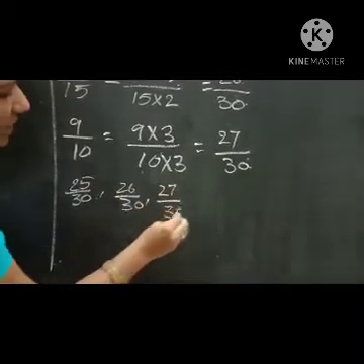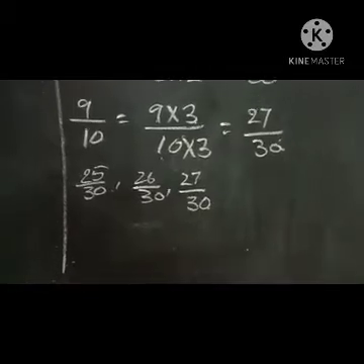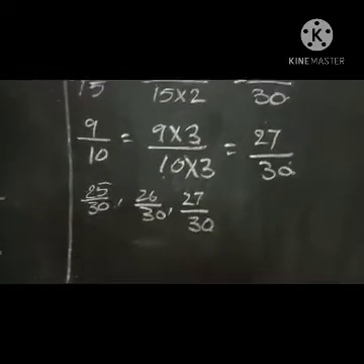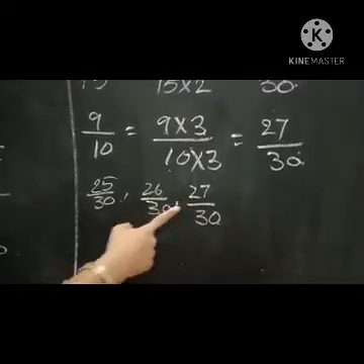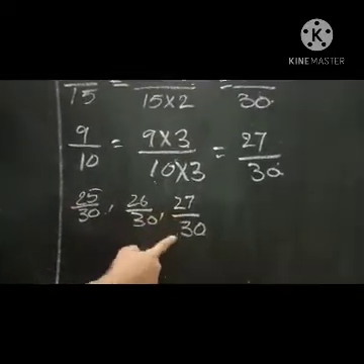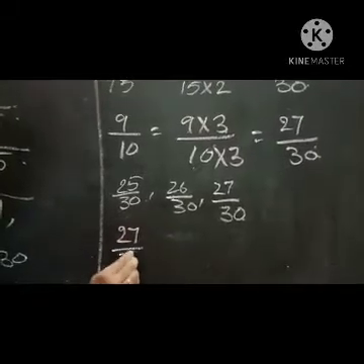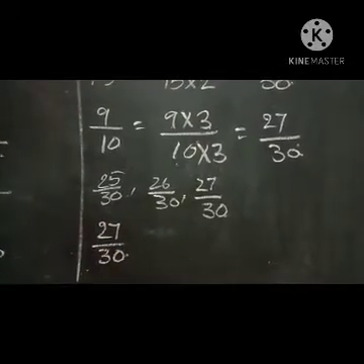27 by 30. Write the descending order. Descending order means what? Big number to small numbers. Among these numbers, which number is the smallest number? No, the biggest number. 27 by 30 is the biggest number. Write this number as the first one. Why? Because descending order means big number to small number.